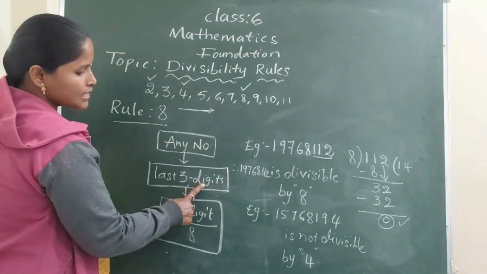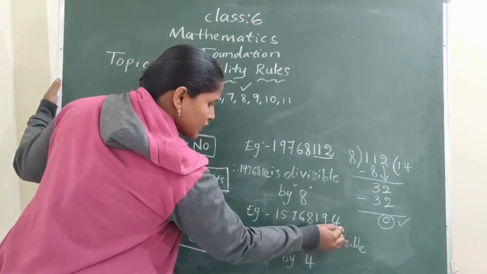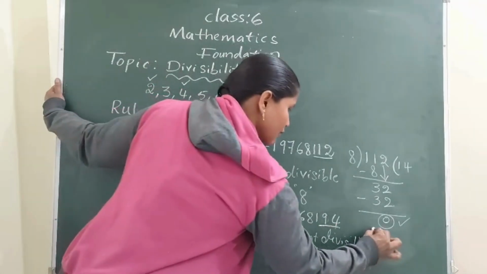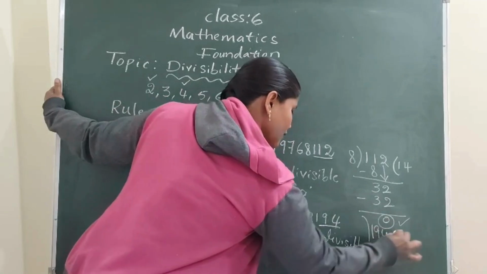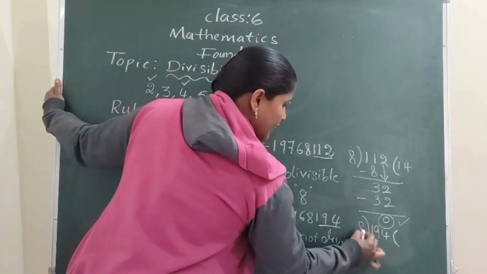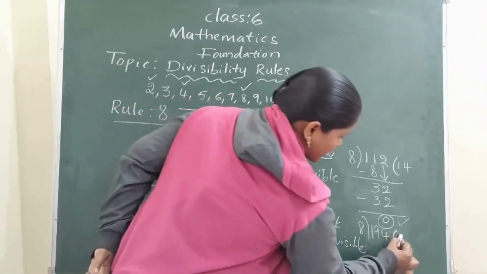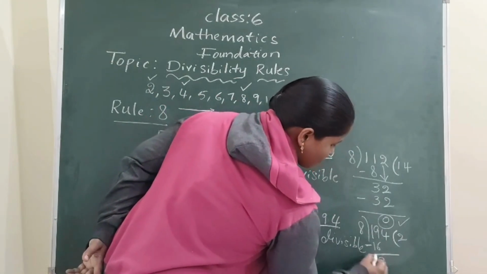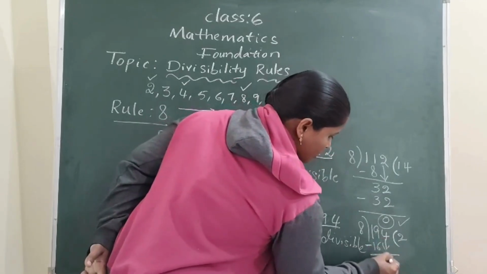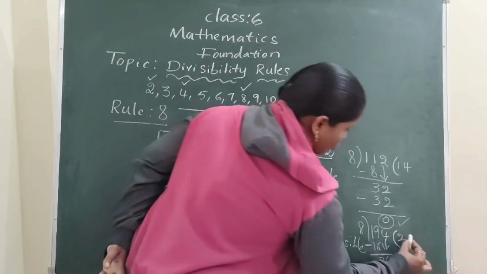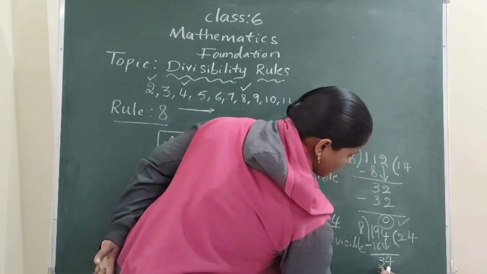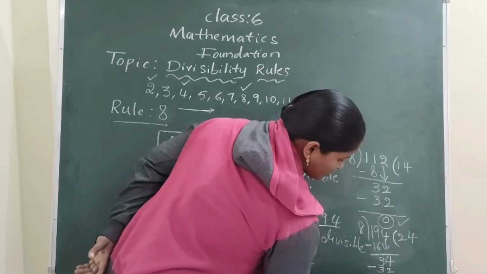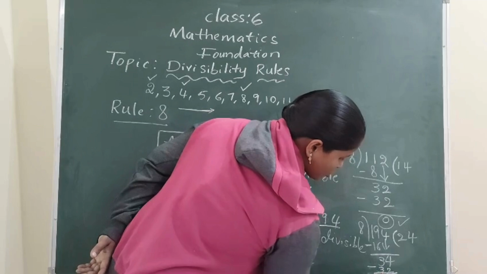Next, the last 3 digits. What are the last 3 digits of the number? 194 is the last 3 digits. Now you divide 194 by which number? By 8. 8 table, 8 twos are 16. Now 19 minus 16 is 3. 1 minus 1 is 0. So the next one, 4, you consider. 8 fours are 32. 4 minus 2 is 2. 3 minus 3 is 0.